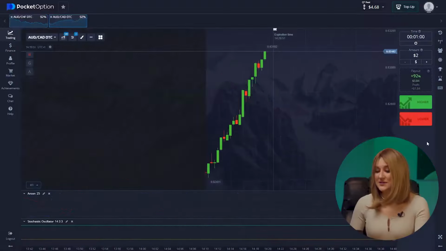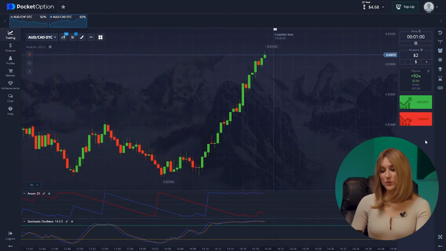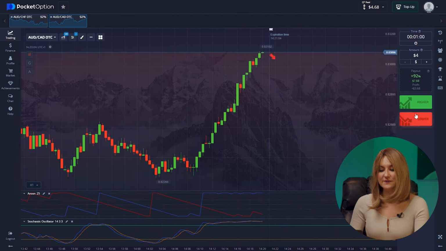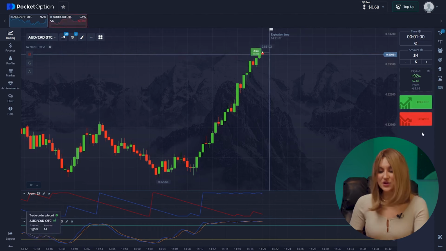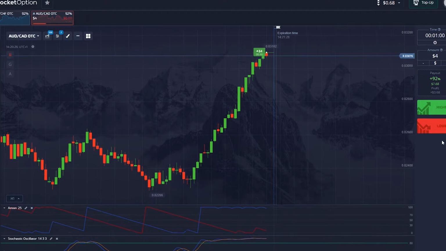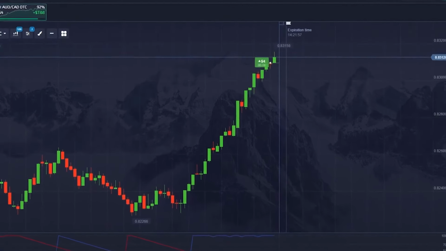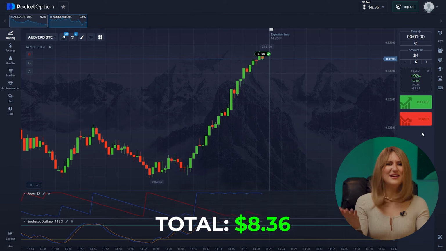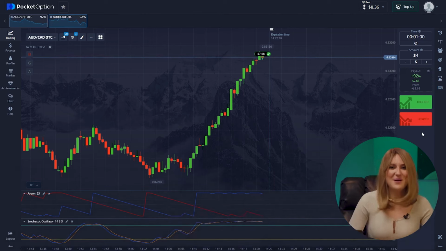Let's go back to the Aussie and Canadian pair. Whoa, we still see a stable upward trend. Let's put in 4 and definitely hit higher. This pair shows a clear upward trend that doesn't seem to be stopping. Yes, just as I expected. I'm really loving our steady progress. Let's keep up this pace.